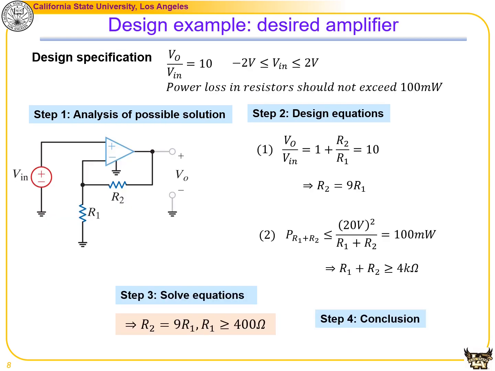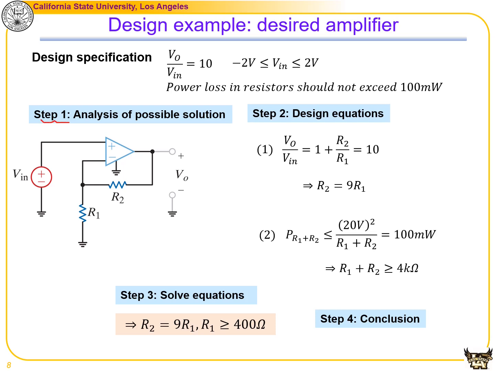This design example is to design a desired amplifier. The design specification requires VO over V in to be equal to 10, or we can say an amplification gain equal to 10. The input is within a range of negative 2 to 2 volts. There is an additional requirement that the power loss in the resistors should not exceed 100 milliwatts.